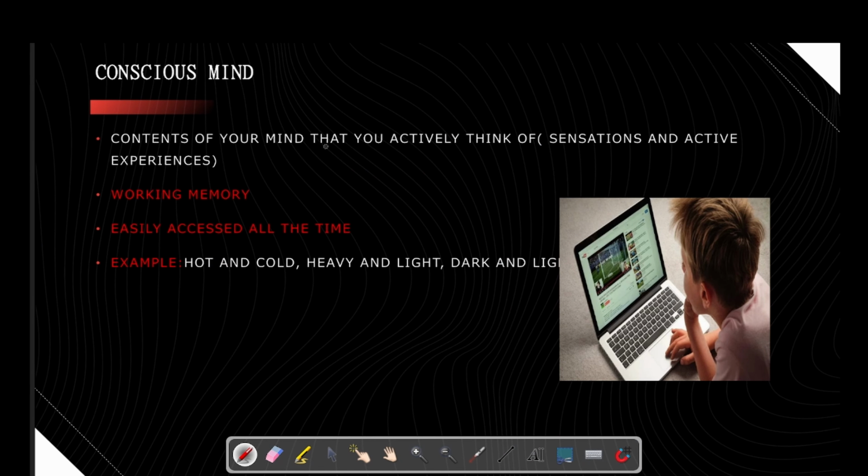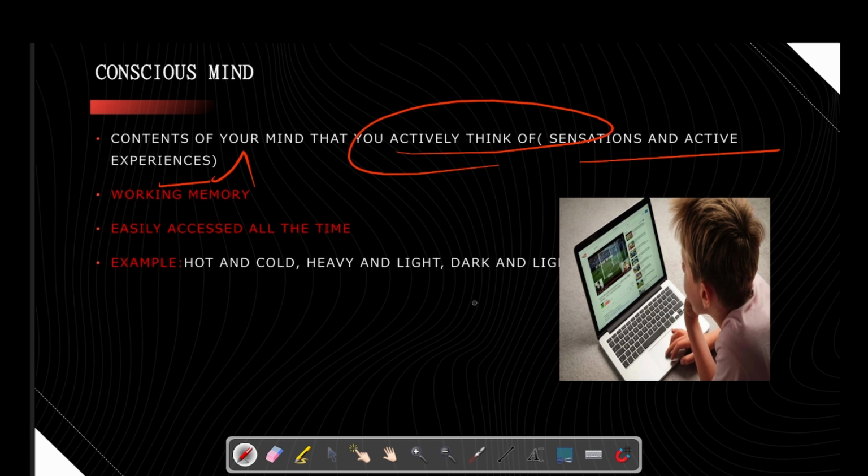The conscious mind contains what you are actively thinking of, sensations, and active experiences. Here you can see a boy watching a video on the internet. While watching, his sensations and active experiences are in the conscious mind. What he is reading, what he is perceiving, just like a working memory, all are present in the conscious mind: the text he is reading, the sentences, everything. For example, hot and cold, heavy and light, dark and light, all we feel in the conscious mind.